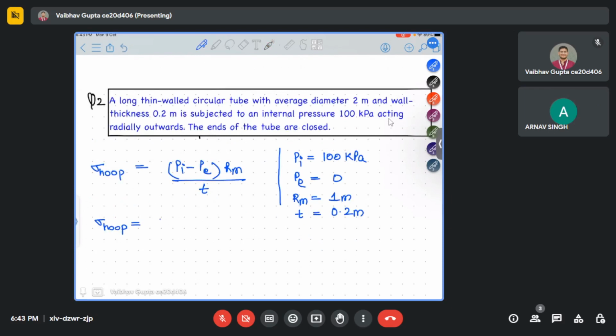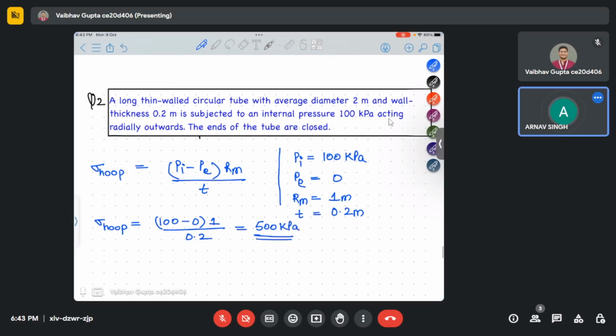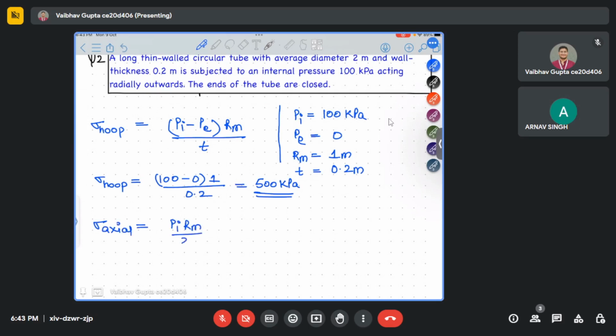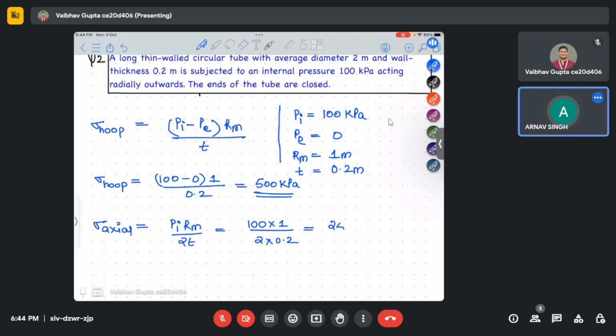Sigma hoop will be equal to (Pi minus P0) times Rm divided by t, which is (100 minus 0) times 1 divided by 0.2. It will be equal to 500 kPa. Next, what is sigma axial? The formula is Pi Rm upon 2t. So Pi is 100, Rm is 1, and 2 into 0.2, so it will be 250 kPa.